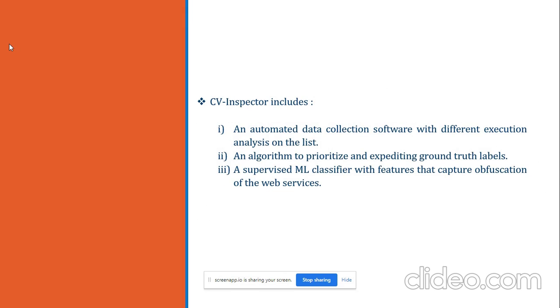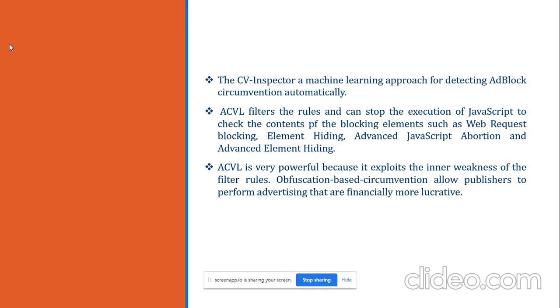CV Inspector includes an automated data collection software with different execution analysis on the list, an algorithm to prioritize and expected ground truth labels, a supervised ML classifier with features that capture obfuscation of the web services. This is the CV Inspector approach for detecting ad block circumvention automatically.